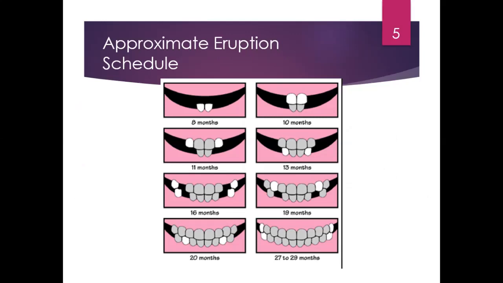So, approximation of eruption schedule. Like I said before, there is a range as to when teeth do come in. So just keep that in mind. It won't always look like this at 8 months. It may be 10 months before they get their lower central incisors. So just keep that range in mind.